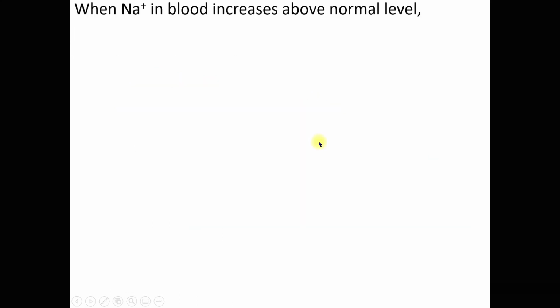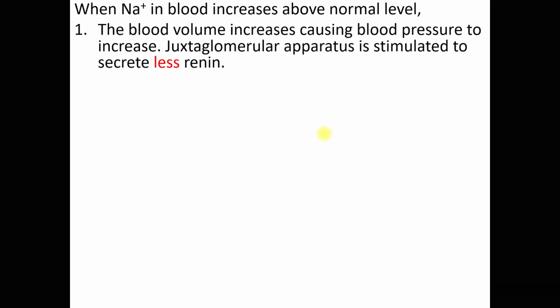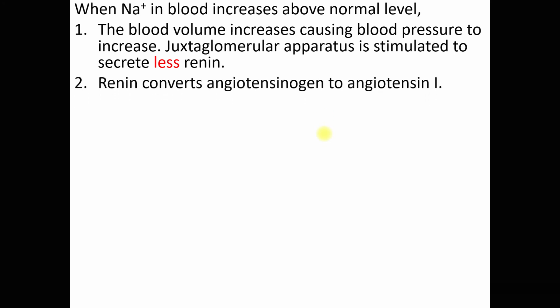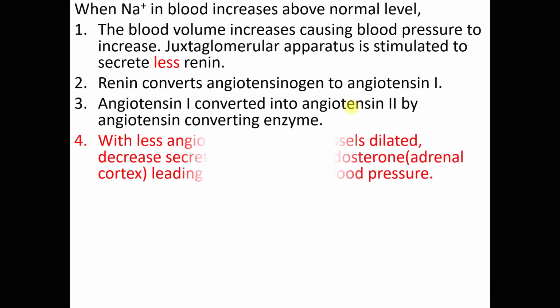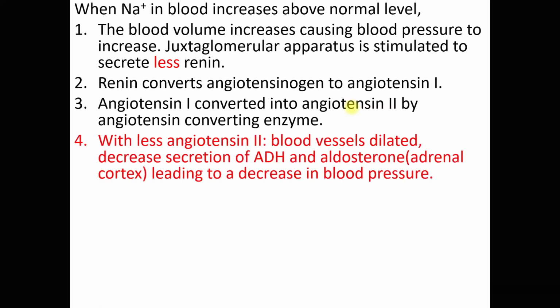Now what happens when the sodium ions in the blood increase above normal, such as with excess intake of salt, for example? The blood volume will increase, causing the blood pressure to increase. So the juxtaglomerular apparatus is again stimulated to secrete less renin. Less renin will be secreted. So again, the renin plays its role, converting the angiotensinogen from the liver into angiotensin 1, and then the angiotensin 1 is converted into angiotensin 2 by the ACE, which is angiotensin converting enzyme. So with less angiotensin 2, what happens?